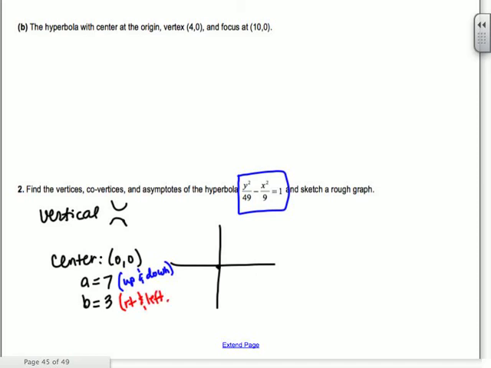So I'm going to go up 7: 1, 2, 3, 4, 5, 6, 7. Down 7: 1, 2, 3, 4, 5, 6, 7. Those are my 2 points that are going to help me draw in my box. I'm going to go right and left 3: 1, 2, 3, 1, 2, 3. So now I'm ready to draw in the box.